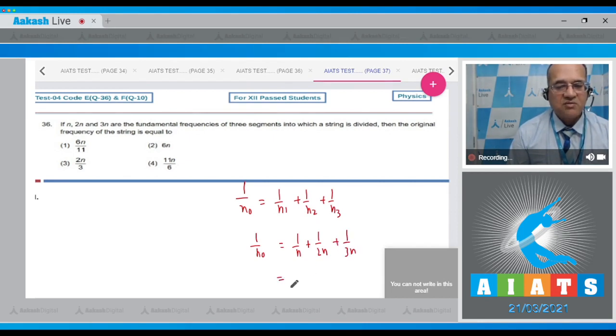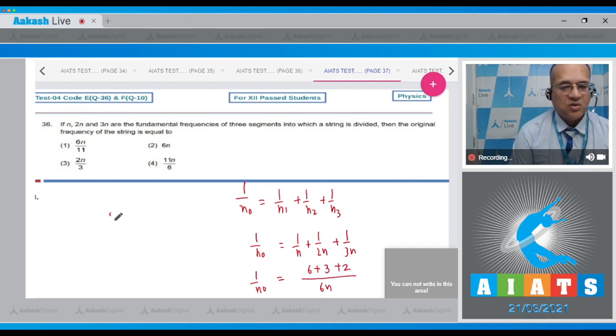So you have to take the LCM, which is equal to 6n. 1 by n original is equal to (6 plus 3 plus 2) by 6n. So n original will be equal to 6n by 11. So the correct option is the first one.